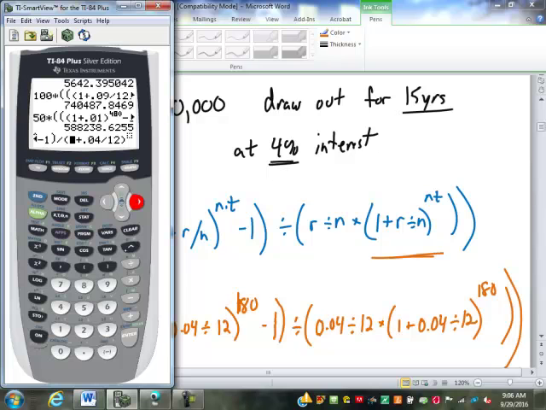I go back here to this parentheses. I forgot to put in the 0.04 divided by 12 times, open parentheses, 1 plus 0.04 divided by 12, close parentheses, power of 180, close and close.